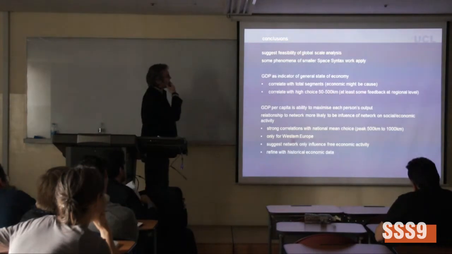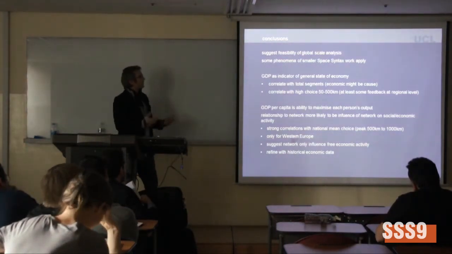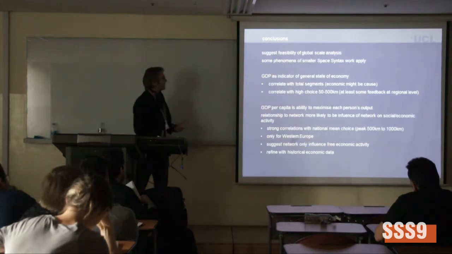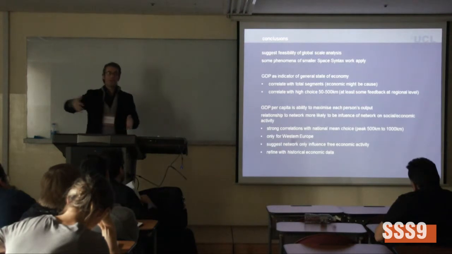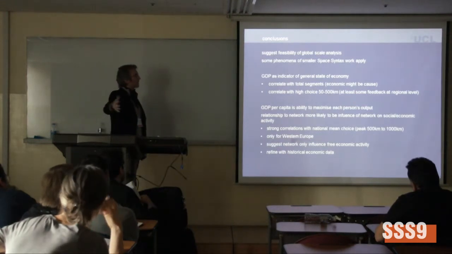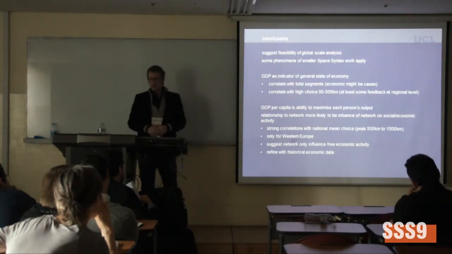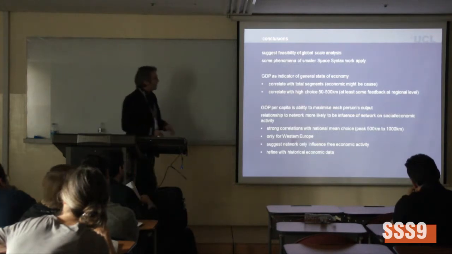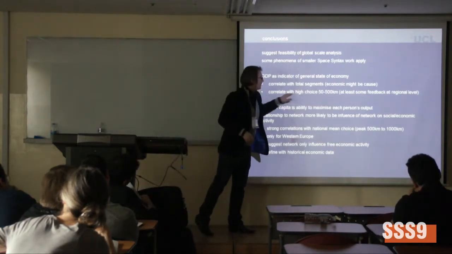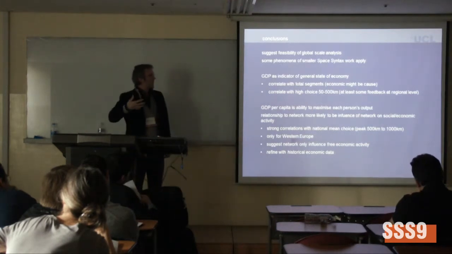So in conclusion, based on these results, we're suggesting there is some feasibility of a global scale analysis, and that some phenomena that we see at the smaller level of space syntax do seem to apply at these much larger scales. We've used GDP as an indicator of the general state of the economy, and we find that it did correlate with both the total segments and with high choice, particularly at those levels between 50 and 500 kilometers. It suggests, we think, that there's at least some feedback at the regional level.